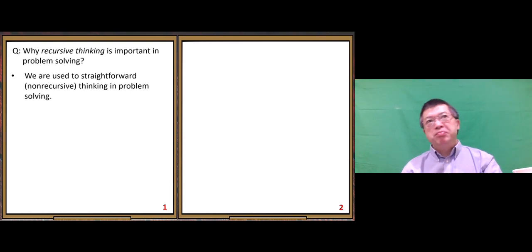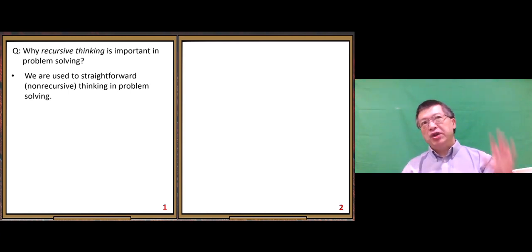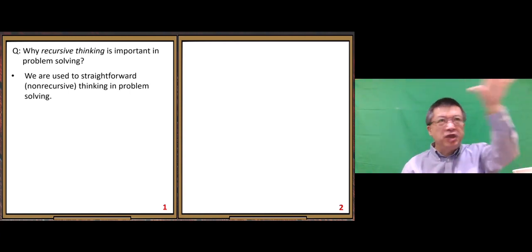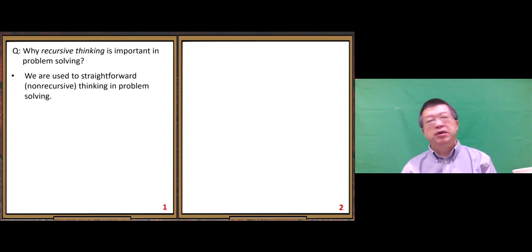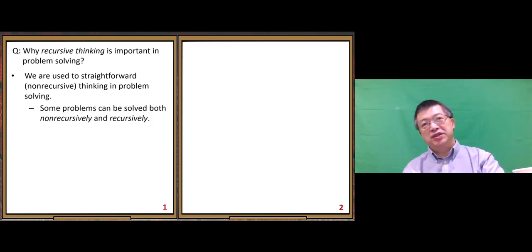Because sometimes, especially when the whole procedure is extremely complicated, straightforward thinking cannot keep track of all the steps and all the details in those steps. It's very hard to keep track of them. So at this time, the recursive method helps a lot. That's something we want to discuss. All right.